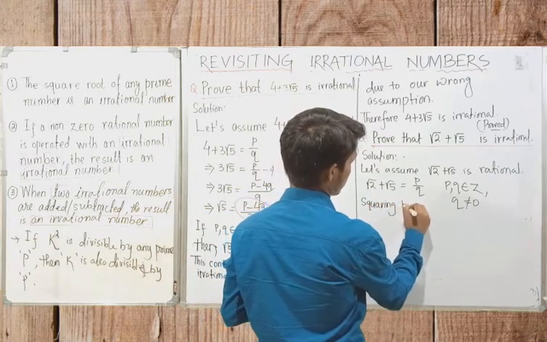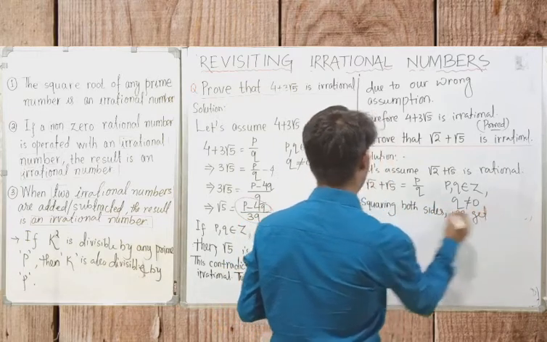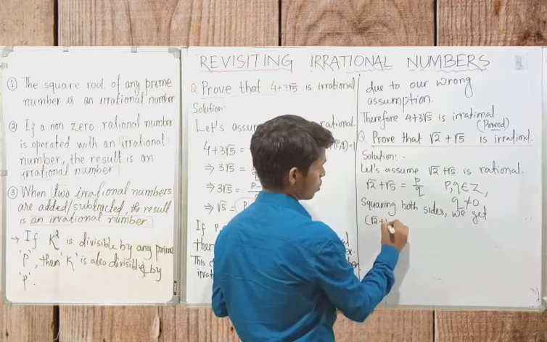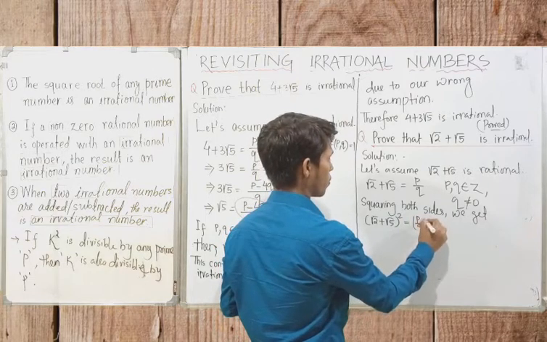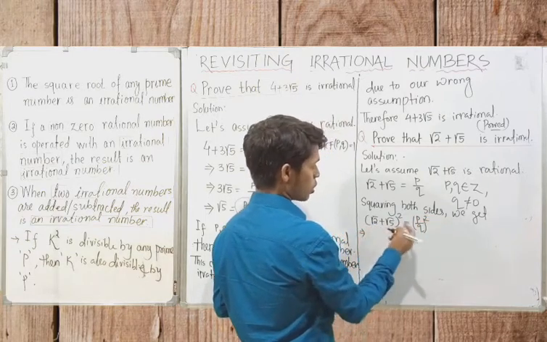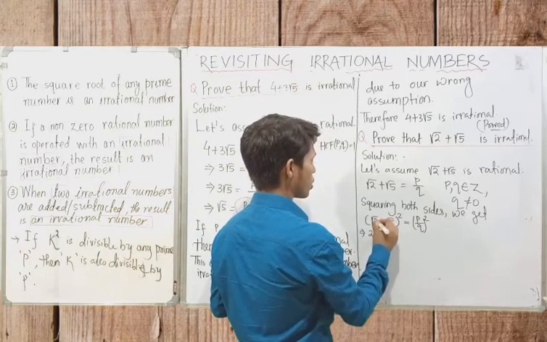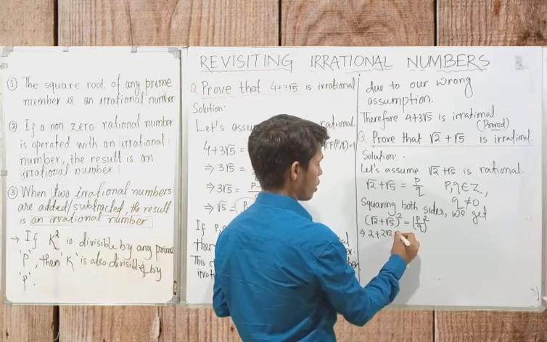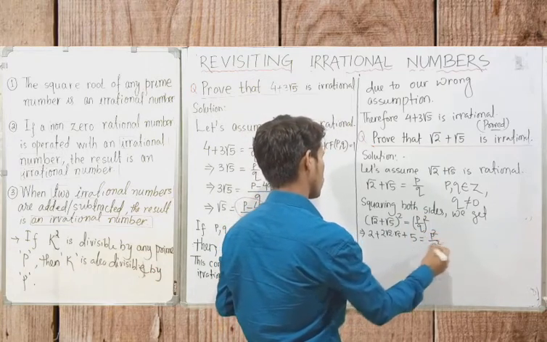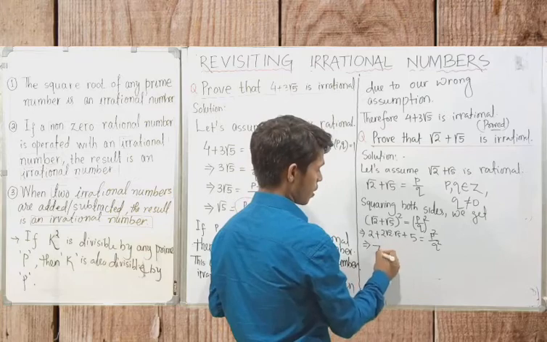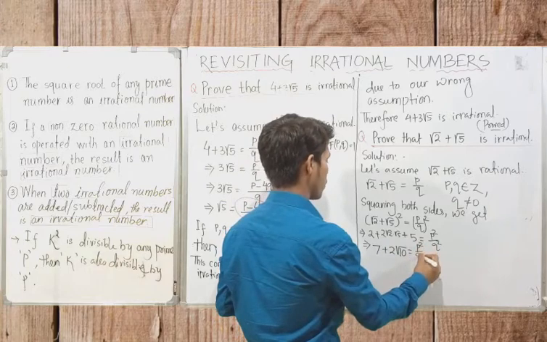Squaring both sides, you will get the square of root 2 plus root 5 on this side, and the square of p upon q on this side. So this becomes a plus b whole square. Let's apply that identity. Root 2 square, that is 2, plus 2 into root 2 into root 5, plus root 5 square, that is 5, equal to p square upon q square. So this becomes 2 plus 5, 7, plus 2 root 10 is equal to p square upon q square.